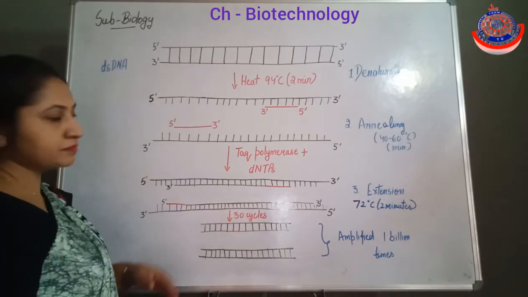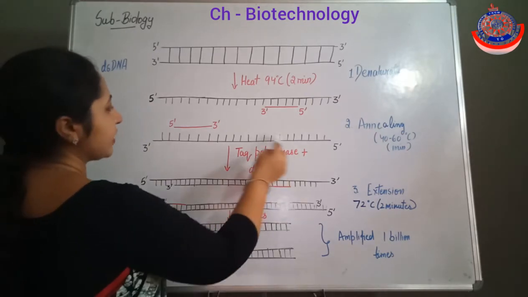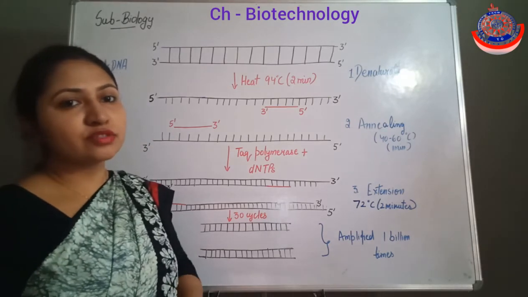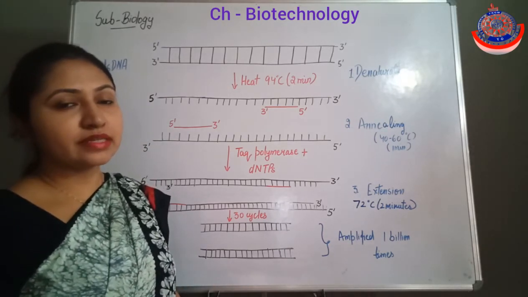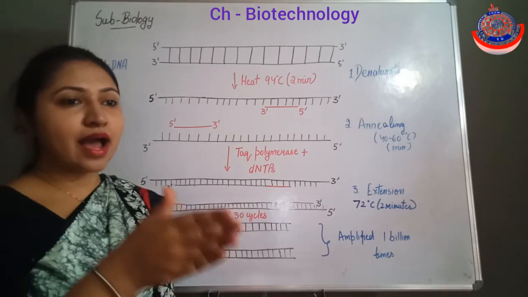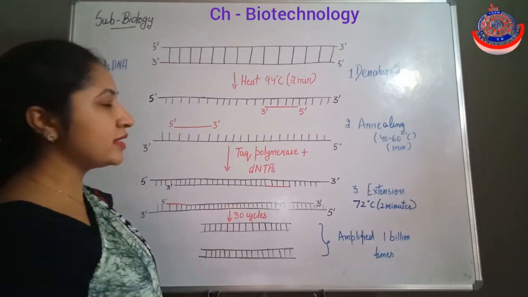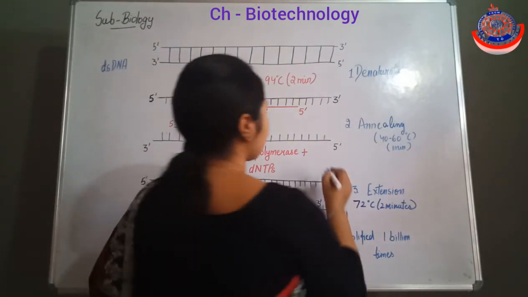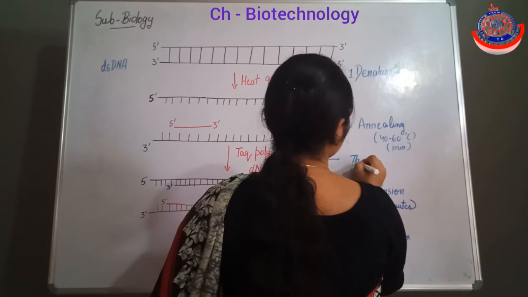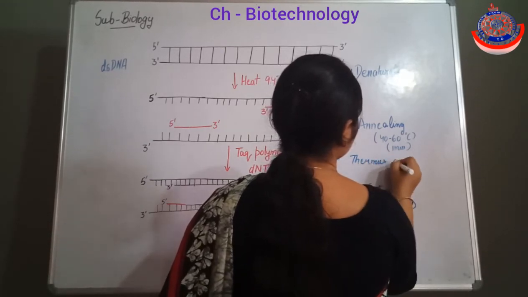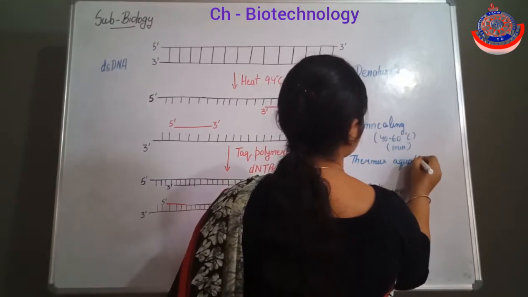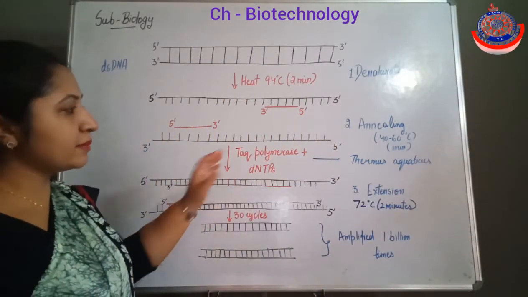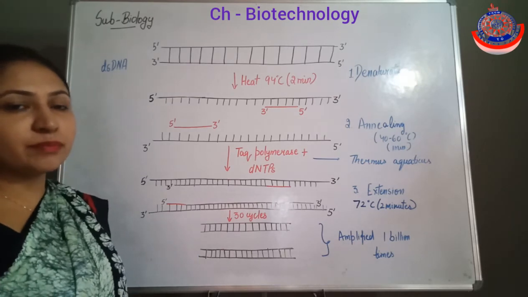Now why is the Taq polymerase used here? What is the purpose of that? Taq polymerase is used because it is thermostable. Thermostable means that at high temperature also it remains quite stable, and it is isolated from the Thermus aquaticus bacteria. This enzyme functions as a DNA polymerase.